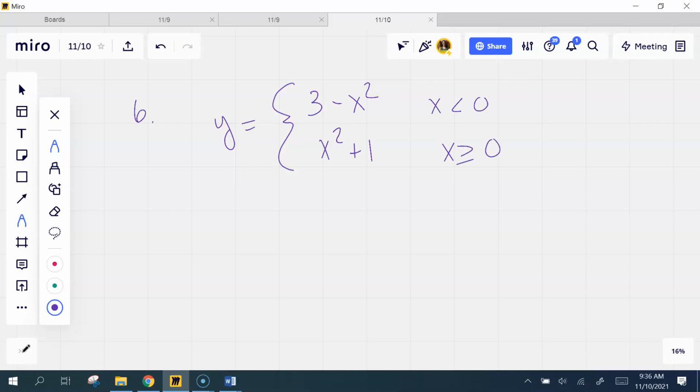If I plug in 0, this one is going to be differentiable. This is going to be a piece of a parabola going down and a piece of a parabola coming up. If I plug 0 in, is it not continuous? It's not continuous. But you can only plug 0 into the second one, because the first one has to be less than 0.